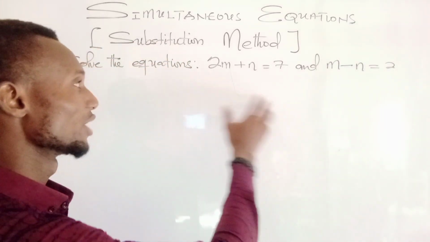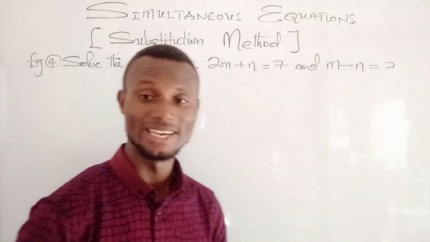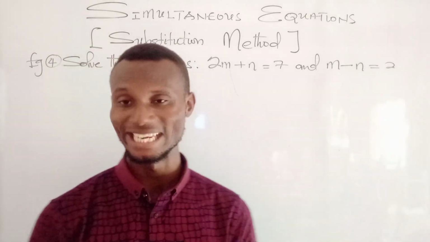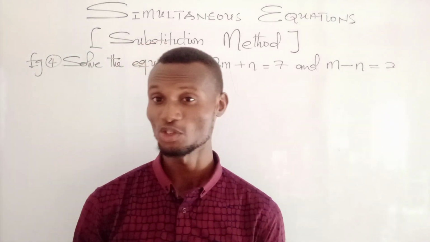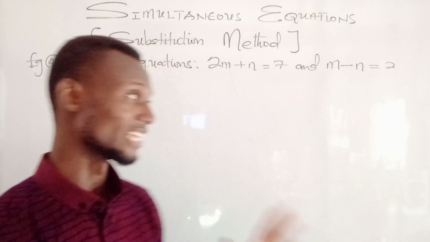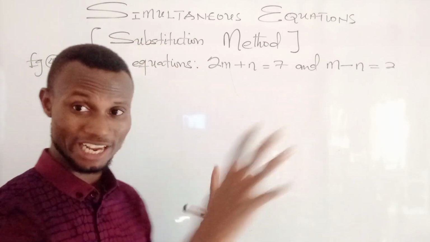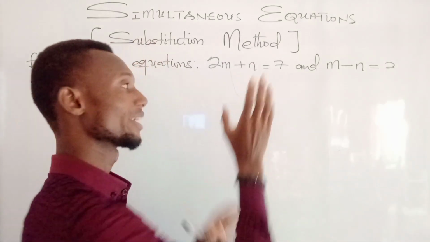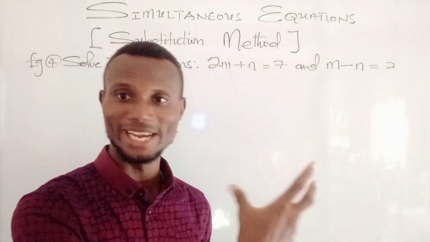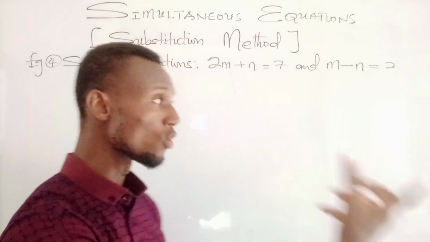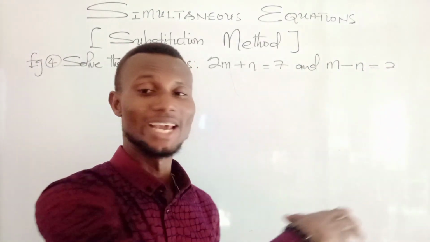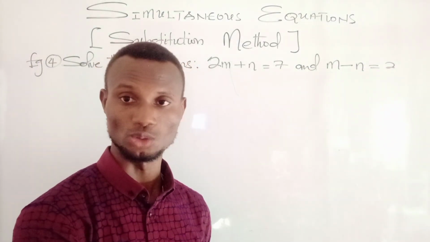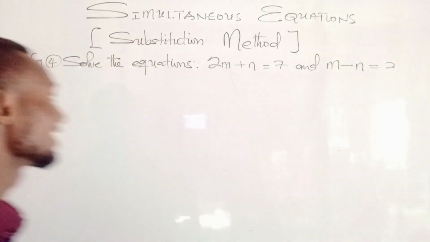So we are going to solve this one and we are going to get the values for m and n. I've explained to you in the previous videos that the first step is that you are going to label the equations. We have two given equations, so we are going to pick the first equation and label it as equation 1. Then we take the second equation and label it as equation 2. That's the first step. So let's go ahead and do that.